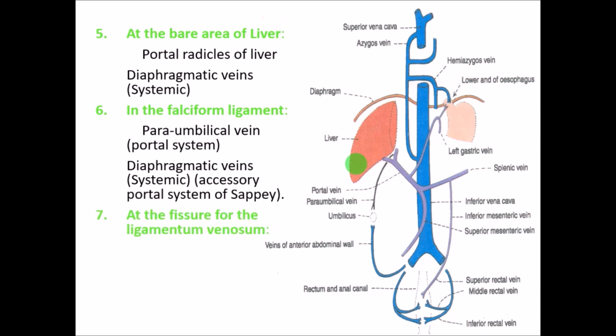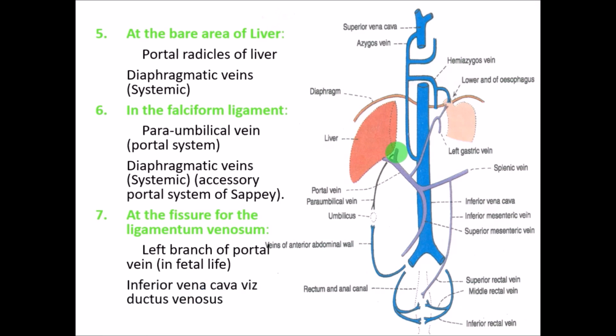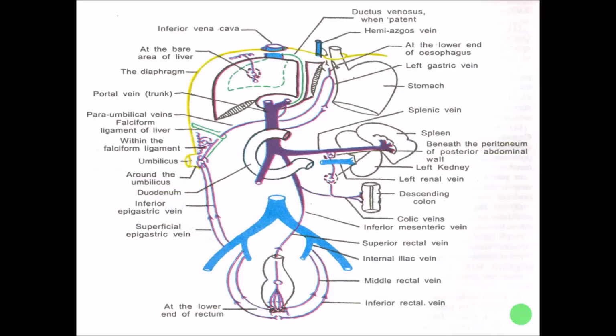The seventh is the fissure of the ligamentum venosum. Again, it is the ligament of the liver. As I said, the ductus venosus will become the ligament later, ligamentum venosum. So here, the left branch of the portal vein, in the fetal life, will start communicating with the inferior vena cava through the ductus venosus.